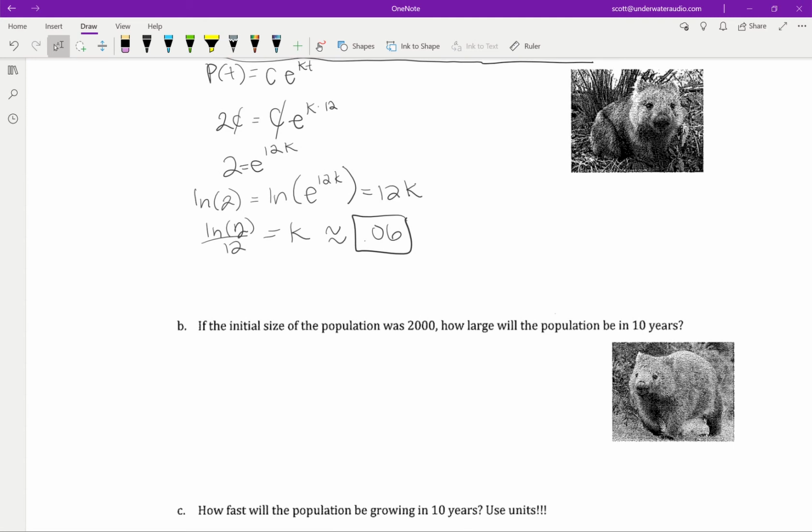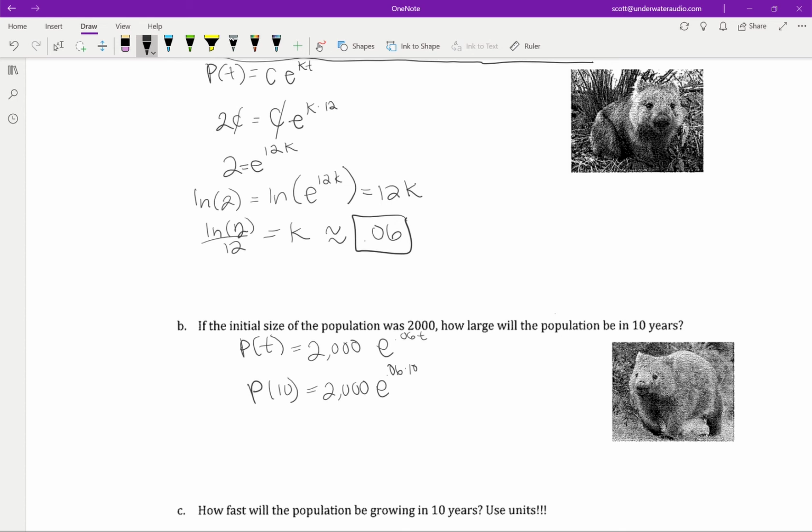Part B says if the initial size of the population was 2,000, how large will the population be in 10 years? Them telling me the initial size makes it so that I can write my equation. P of t equals 2,000 e to the 0.06 t. To solve this, it just wants to know what it was like 10 years later. So P of 10 equals 2,000 e to the 0.06 times 10.